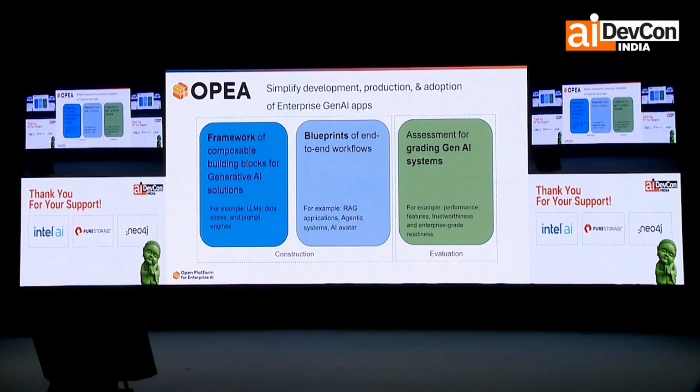The overall purpose of OPR is very simple. It simplifies the development. By offering the composable frameworks, pre-built components, it actually has made our life easier. Second, it streamlines the production. Of course, yes, through end-to-end workflow and blueprints, it is making life even more simple. And it ensures enterprise-grade quality. Via rigorous assessments and grading, this is made possible.